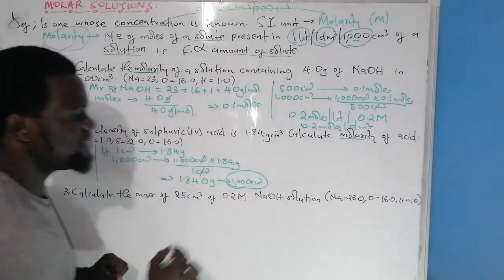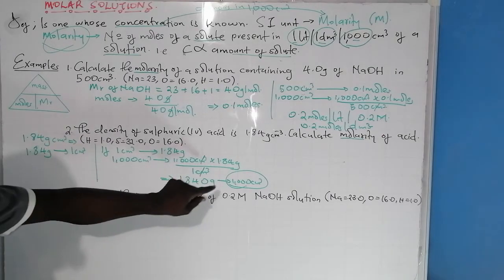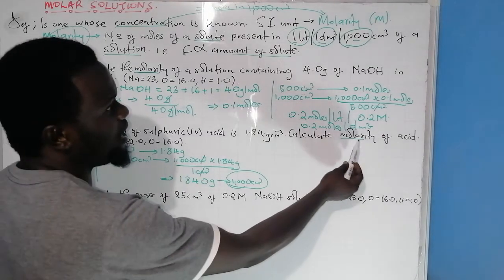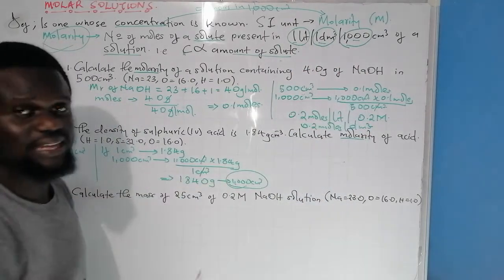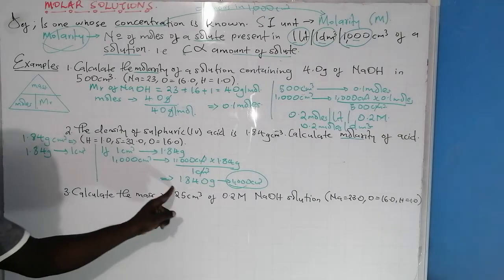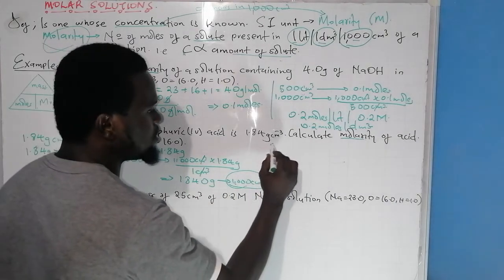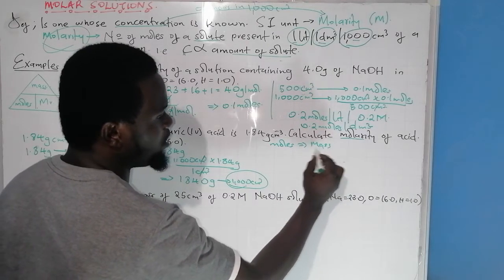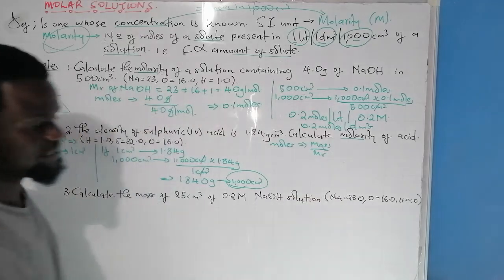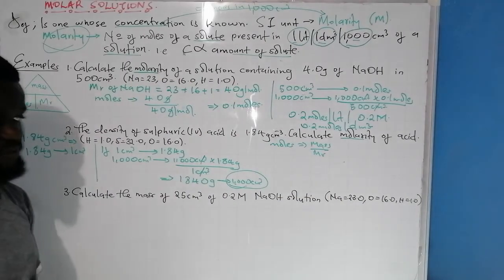Now, if that is the mass in 1,000, what will be the number of moles in this 1,000? Keep it in mind, we said molarity is the moles of a solute in 1,000 cubic centimeter. I have the mass in 1,000. So how do I get the number of moles? The number of moles is calculated from the mass all over the molar mass. And I have the mass in 1,000. How about the molar mass of sulfuric acid?